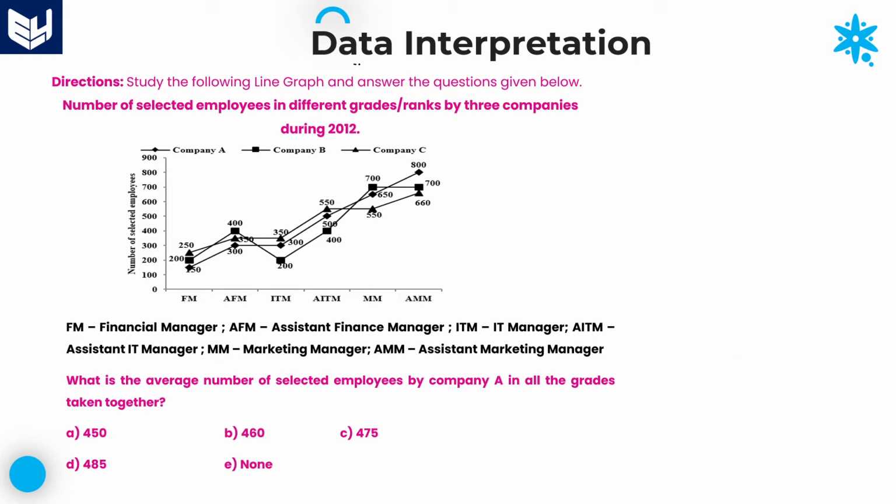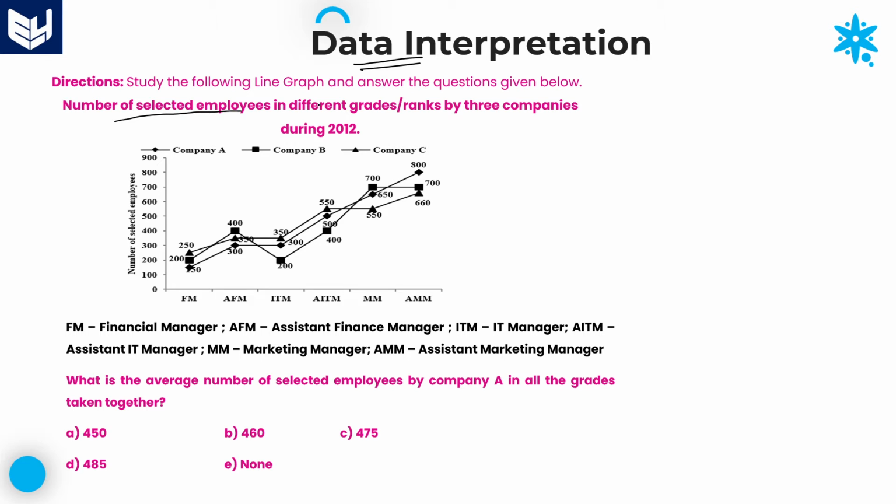In this session, I am continuing line graph data interpretation. Here, first of all, we need to read the information carefully and then, based on the information provided in this line graph data interpretation, we need to solve the questions. First of all, see the information.